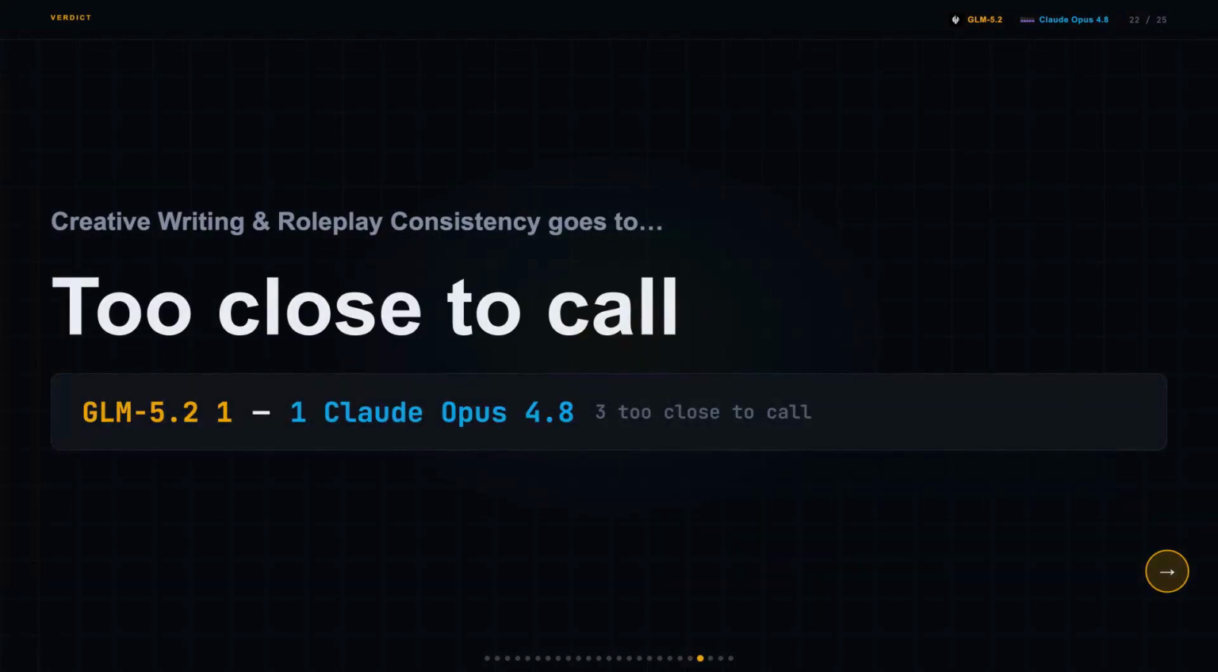Another tie. I was honestly expecting Opus to pull a clear win here, given its reputation. But without verified scores, you can't award the point, so the final scoreboard reads GLM 5.2 1, Claude Opus 4.8 1, 3 tied. Opus probably has a real creative edge in practice, but the data just isn't there to make it official.